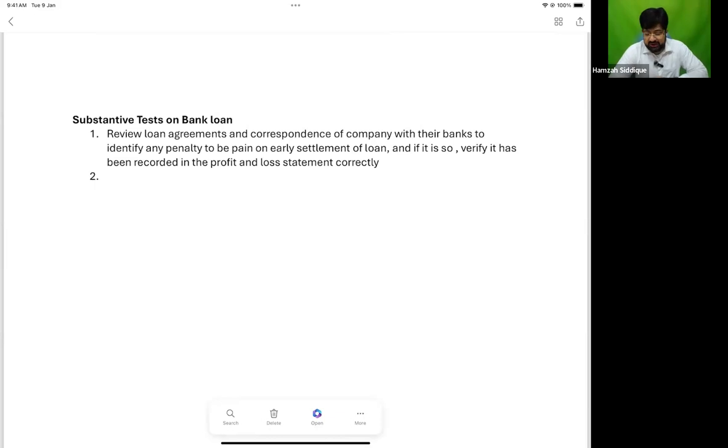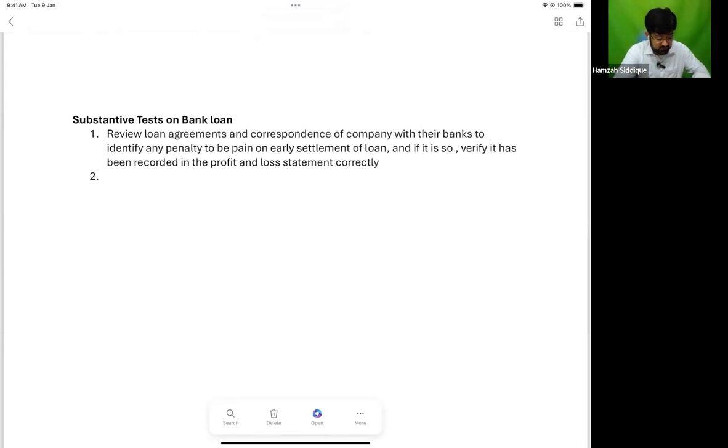So the second point is, they have obtained new loan of how much? 4.8 million. Okay.